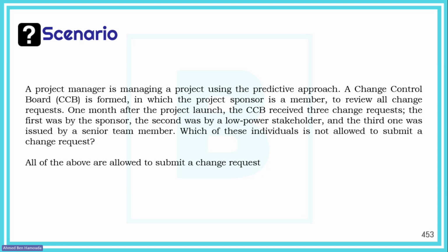Now, for example, in this scenario, we have a project manager who is managing a project using the predictive approach. Predictive approach is the waterfall approach. Therefore, a change control board, CCB, is formed, in which the project sponsor, of course, is a member, to review all change requests. Now, one month after the project launch, the CCB received three change requests, okay? The first one by the sponsor, the second one by a low power stakeholder, and the third one was issued by a senior team member. Now, which of these individuals is not allowed to submit a change request?